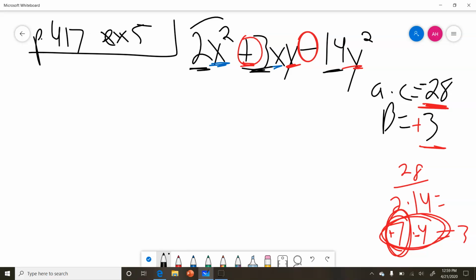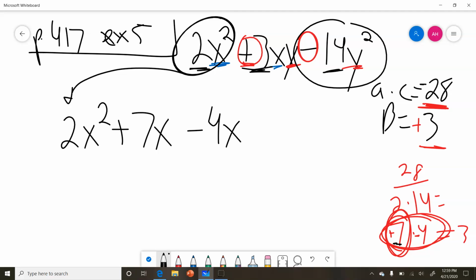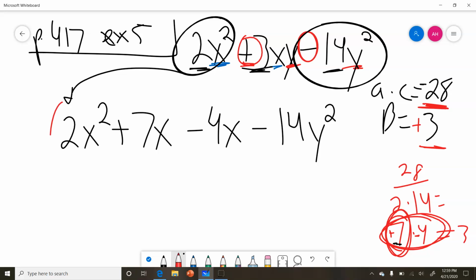Okay, so now I just rewrite this thing. This goes just the exact same: 2x squared, nothing changes. Then I do plus. Which one is the plus? The 7x. Then I have minus 4x. And then this negative 14y squared stays the same, just like that. Now I do the same grouping thing as I did before.